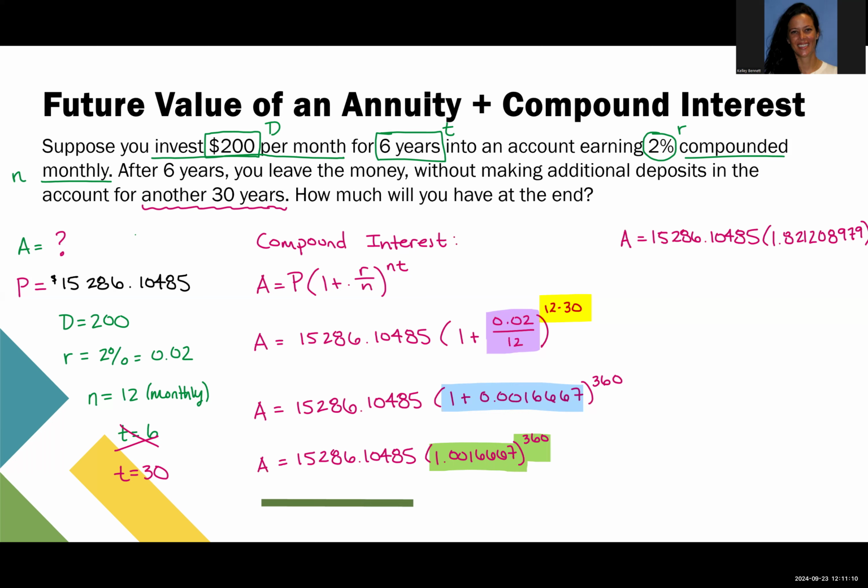Oh, we're running out of room. All right, let's multiply these two numbers through and round to the nearest cent. And this is what we would have at the end.